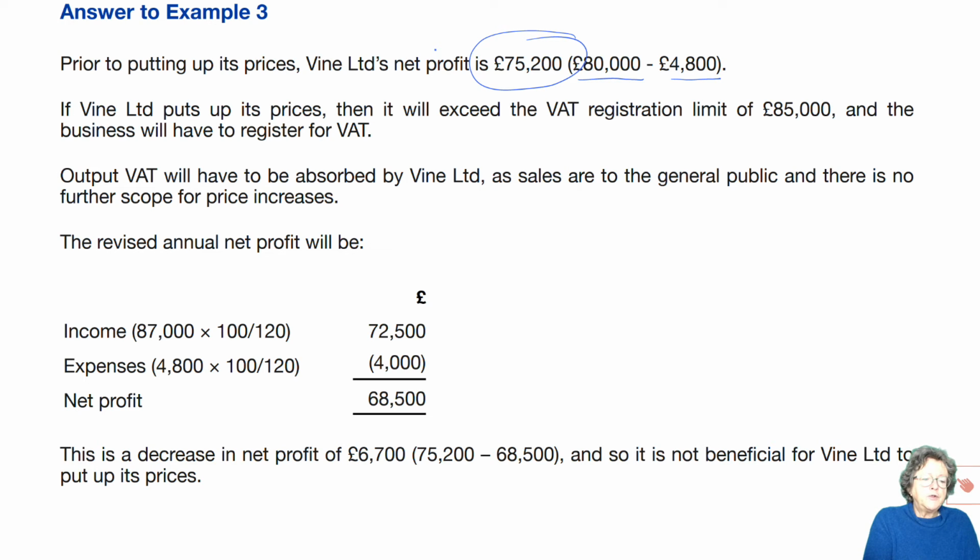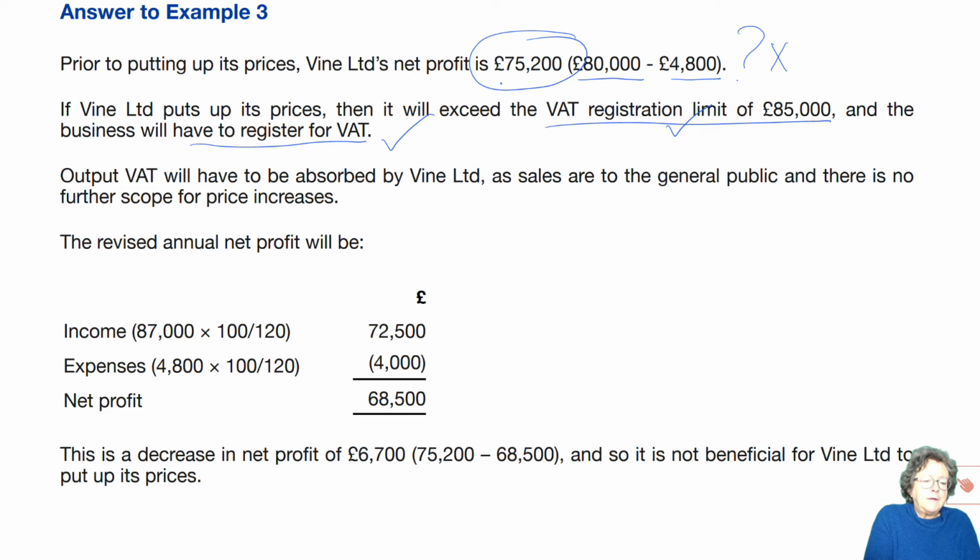If Vine put up its prices, then it will exceed the VAT limit. Now that's stating the obvious. I want you to do that in the exam. State the obvious. And it will have to register for VAT. So you might not think about that one, but you could do that, and that's going to get you marks because you've stated the obvious, that this is what we're dealing with.